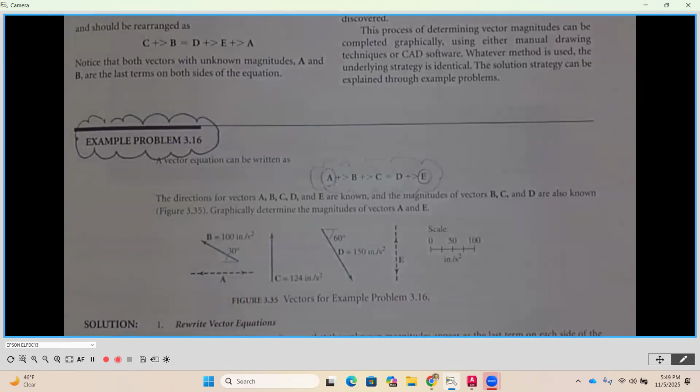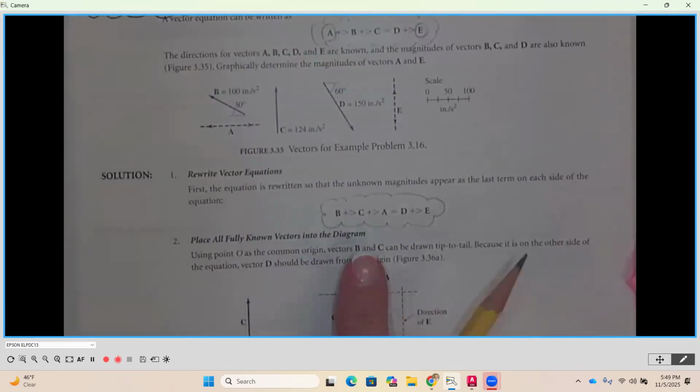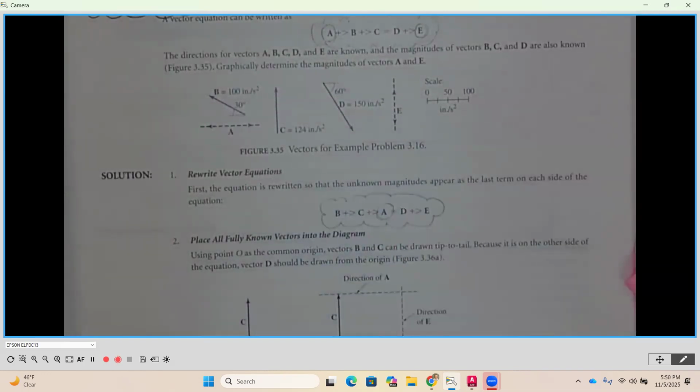So what we need to do is put that at the end of the left-hand side of the equation. So you'll notice that they rewrote that equation. They're going to start with B plus C, and then A is the one that has the unknown magnitude. It's at the end of the trail on the left-hand side. Then you'll notice equal to D, which is fully defined, but then E is at the end here as well.